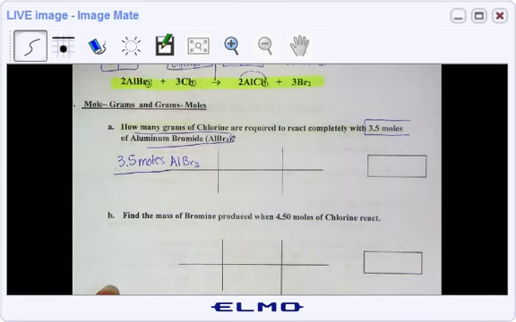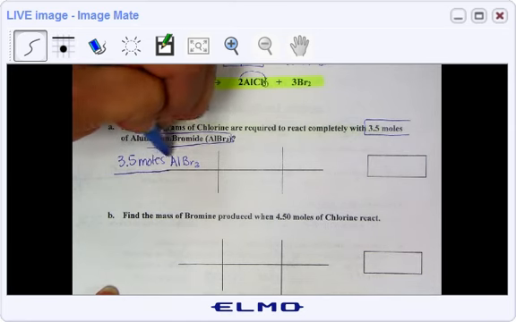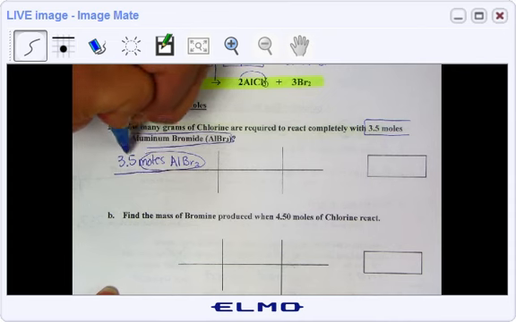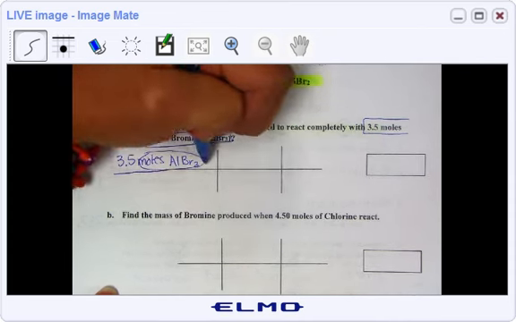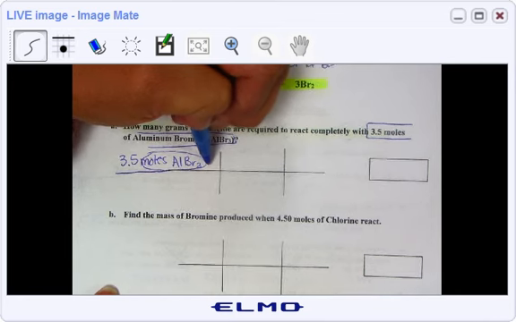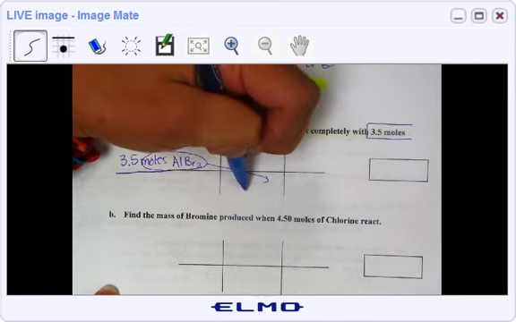Always, always include the unit. Do not just write 3.5. Do not just write 3.5 moles. It's very important. That's why I keep saying it. So then whatever's here goes here in this box.